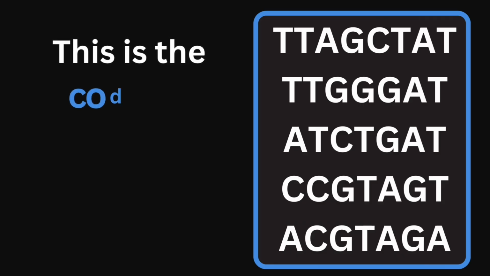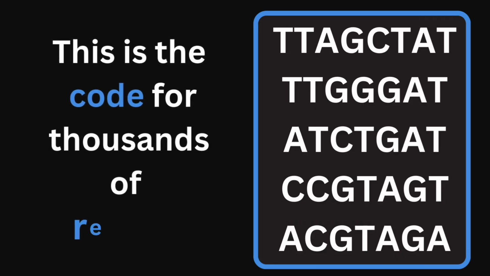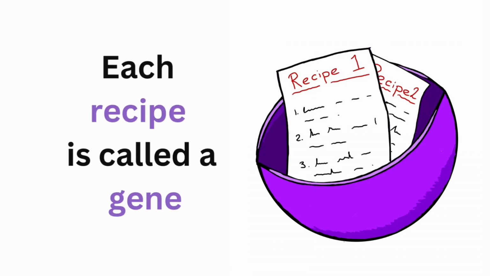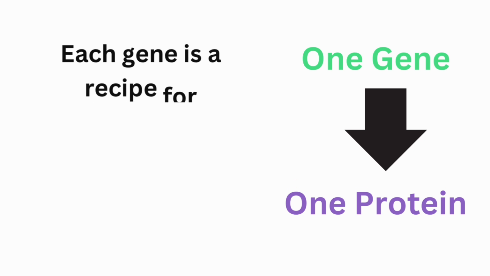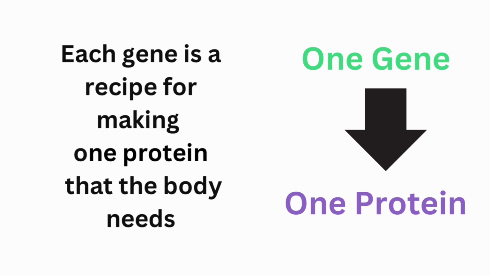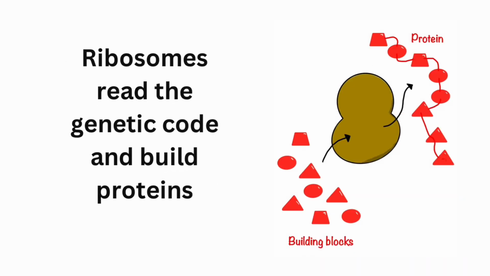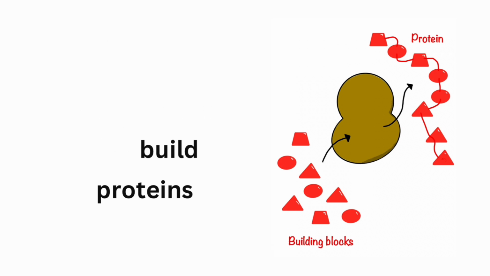If you read the genetic code, you'll see it actually contains over 20,000 recipes, and each one of those recipes is called a gene. And each gene is the recipe for making one chemical or one protein that your body needs. If you're wondering how this happens, then this is the job of ribosomes, and ribosomes read a copy of the genetic code and use it to build a protein.